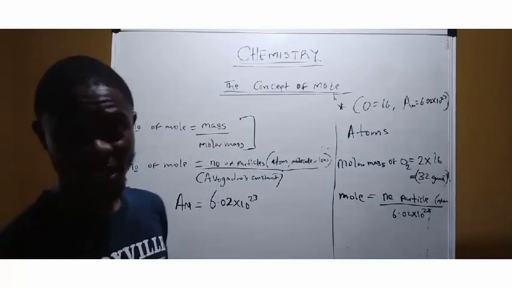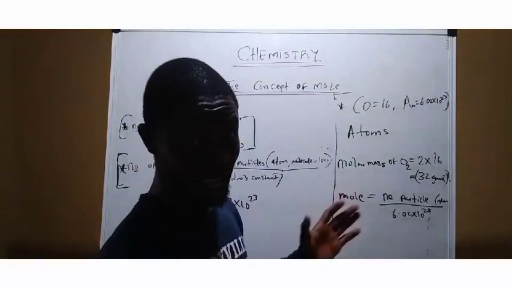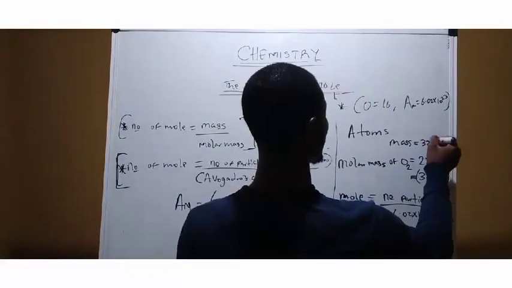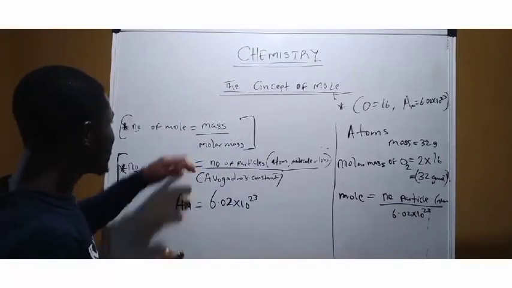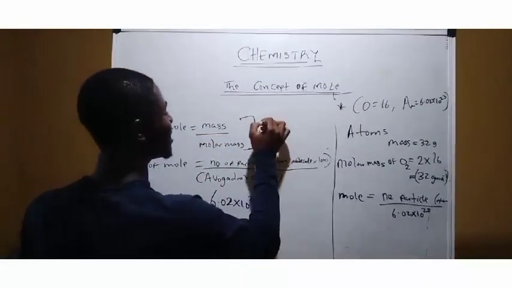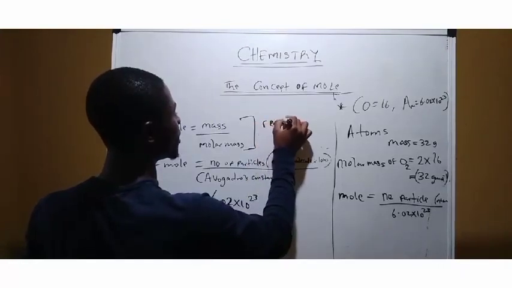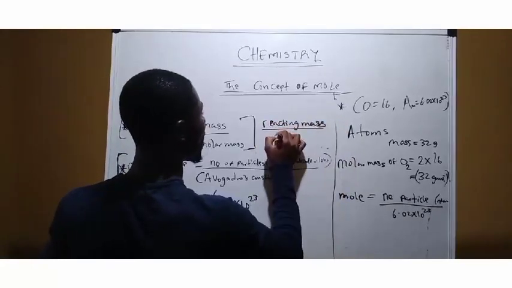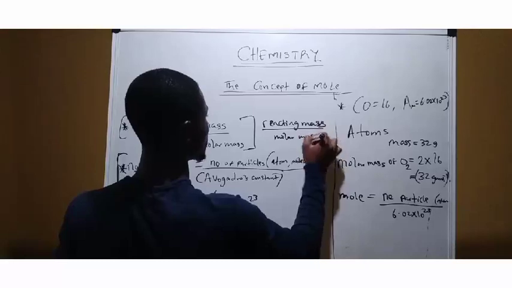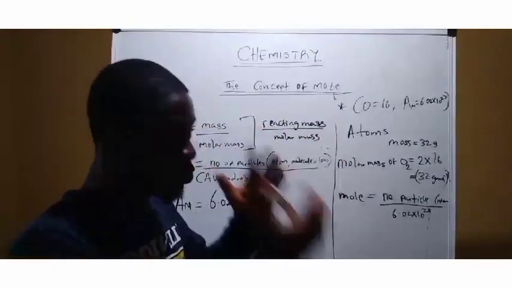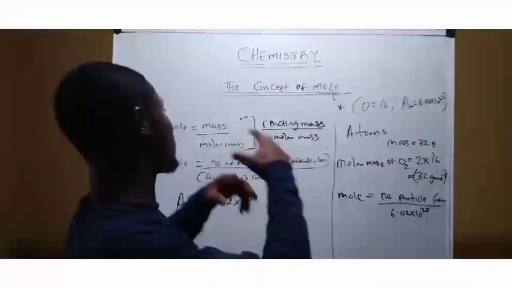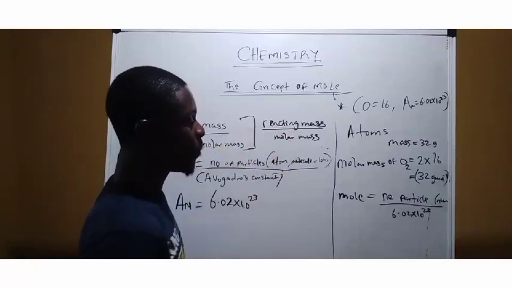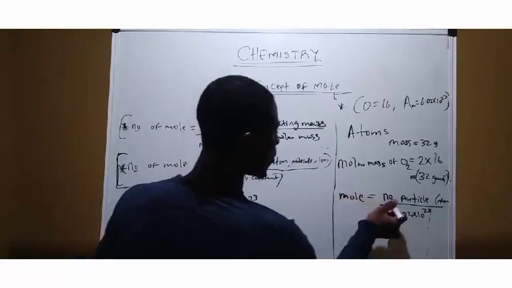Now we're given the mass in the question, 32 grams of the gas. According to the question, the mass of oxygen is 32, the reacting mass. Just a quick note, this mass also means the reacting mass. Take note of that. It means the mass of that substance that took part in that particular reaction. So it can also be called reacting mass over molar mass.